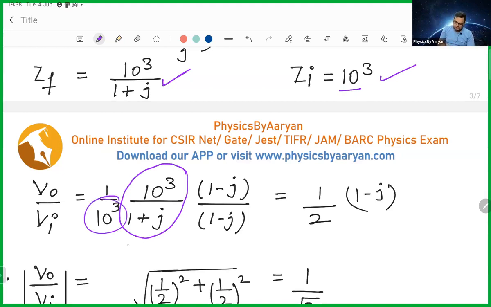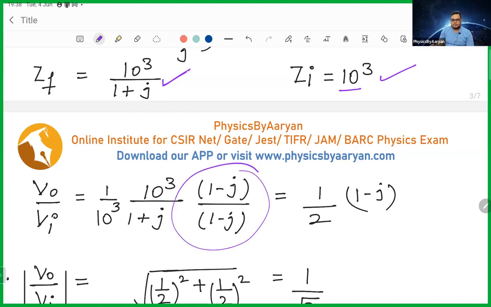And can anyone tell me why I have multiplied and divided by this 1 minus J? Why I have multiplied that? Very simple. What am I trying to achieve by doing this? I'm just trying to do rationalization, right? So you know what rationalization is, right? Bringing the complex number to the numerator, to make the denominator real. Yes, I want to make my denominator real.